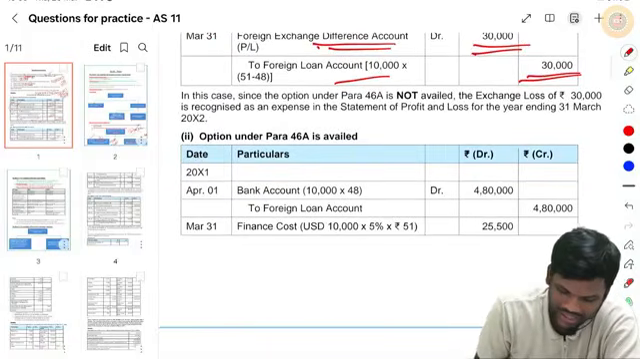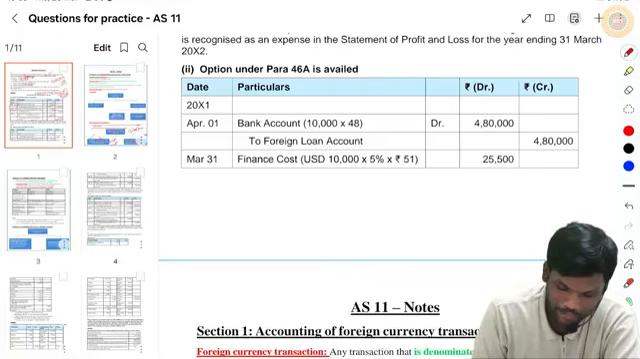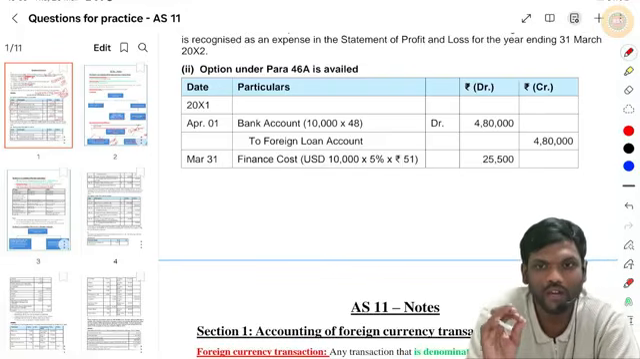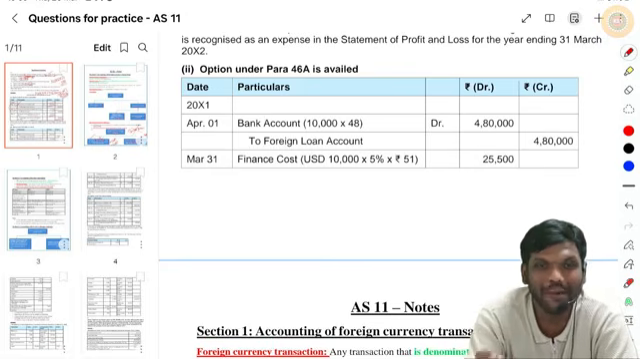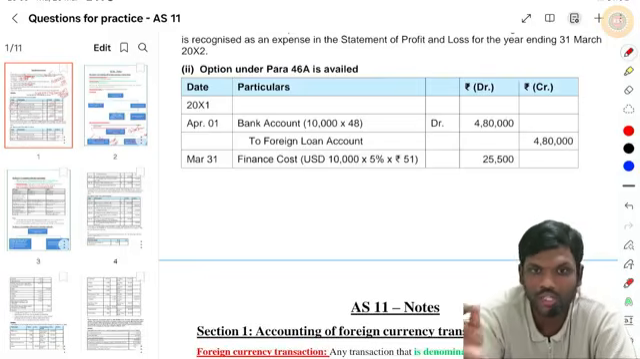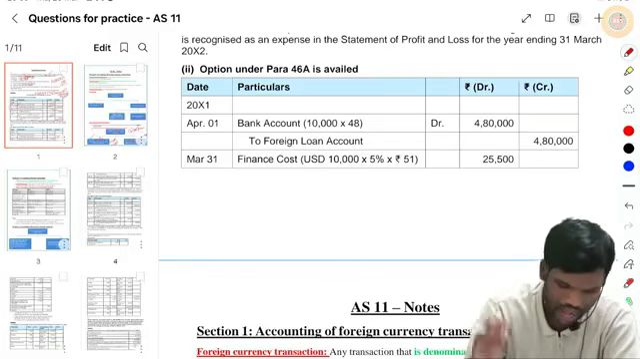If you see, the first two entries have not changed. Bank to loan and finance cost to bank account. Those first two entries will not change. Only what will change is the treatment of this foreign exchange loss. That foreign exchange loss should not be taken to P&L. It should be added to the value of the asset.